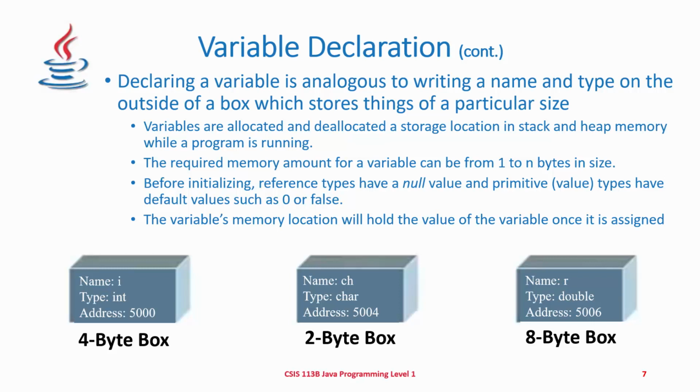And then our last box will be 2 bytes down the road from our char, and that one's going to be named R. It's going to be of type double, so that's a 64-bit box or 8 bytes. 8 times 8, 64.